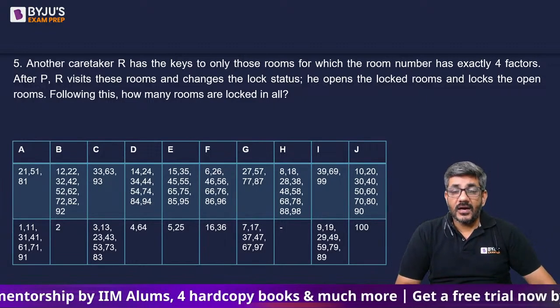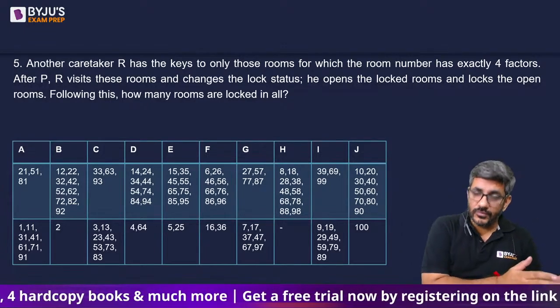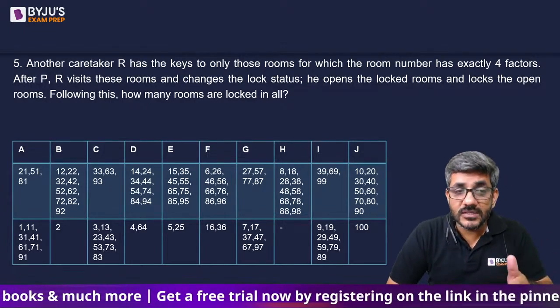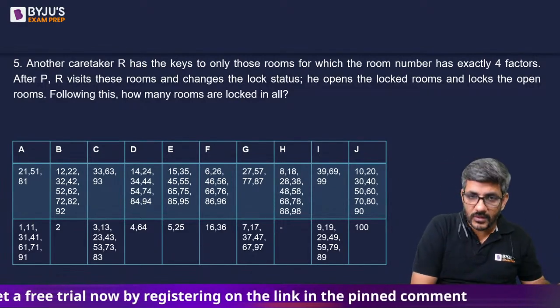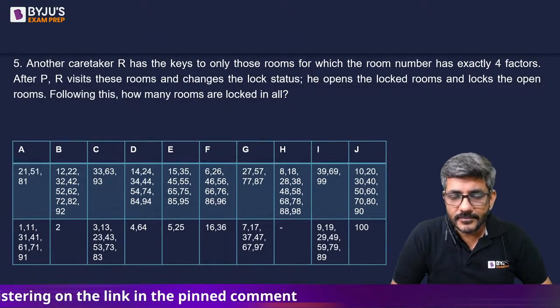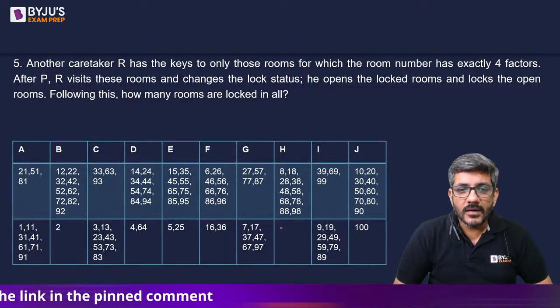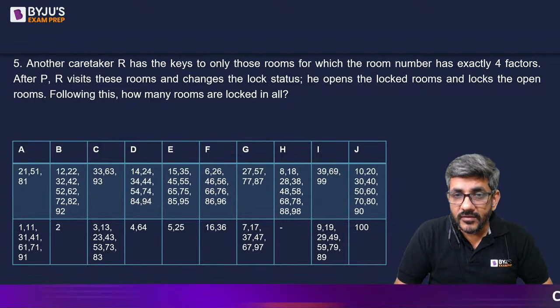Another caretaker R. और अब ये ध्यान रखिएगा, this is not after the caretaker Q which we used in the previous question. वो जो Q caretaker था, that was for question number 4 only, not for question number 5. Another caretaker R has the keys to only those rooms for which the room number has exactly 4 factors.